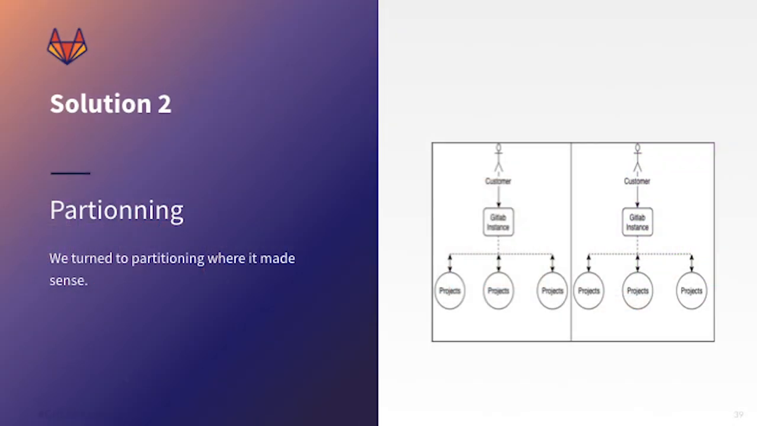To solve the problem, we decided to partition our infrastructure. We decided to deploy for every customer one GitLab instance, like a small instance. And then if our main instance is down, our clients will not be affected because everything is applied and will run inside their own instance.